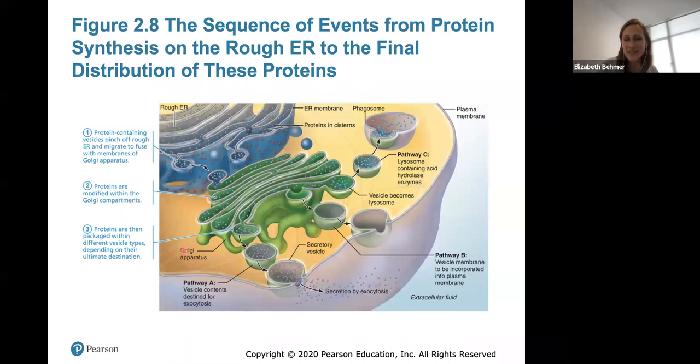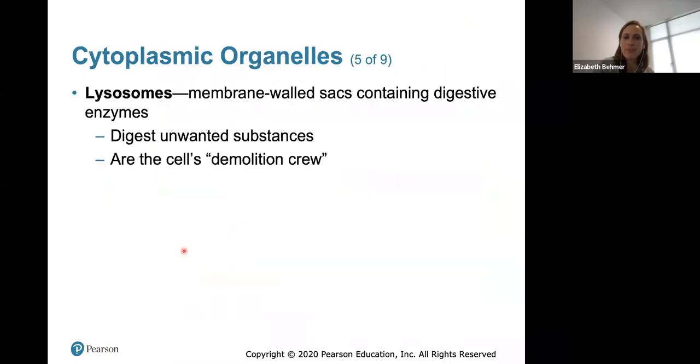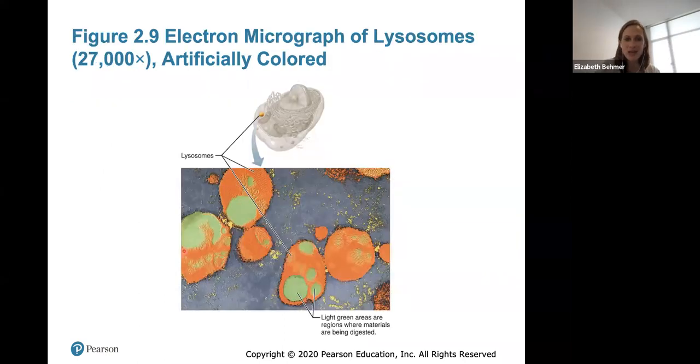So here's a look at the sequence of events from protein synthesis on the rough ER to the final distribution of these proteins. And you can pause the slide and read through these steps on your own. Lysosomes are membrane-walled sacs containing digestive enzymes to help digest unwanted substances. They're the cell's demolition crew, you could say. And this is what a lysosome looks like. The light green area are the regions where the materials are being digested.